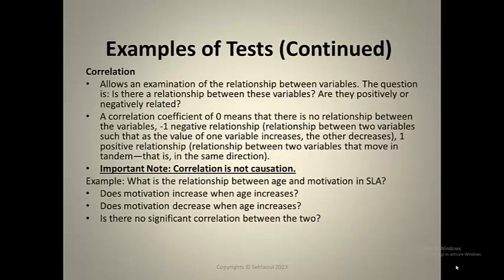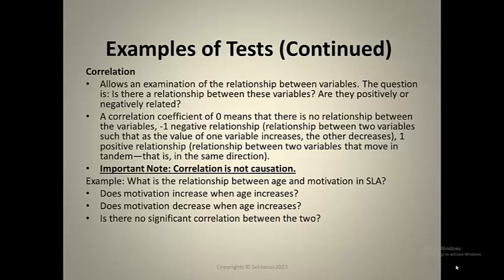Correlation, of course, is another example, and it allows an examination of the relationship between variables. The question is, is there a relationship between these variables? Are they positively or negatively related? A correlation coefficient of 0 means that there is no relationship between the variables. A -1 means a negative relationship between two variables, such that as the value of one variable increases, the other decreases. So it's the opposite.